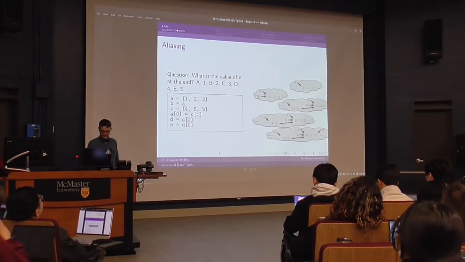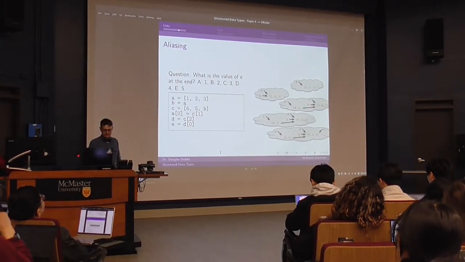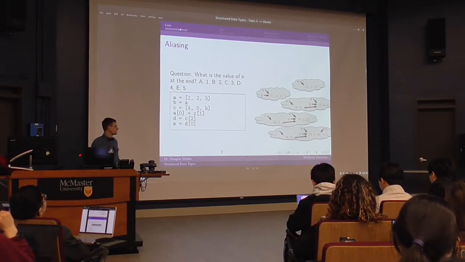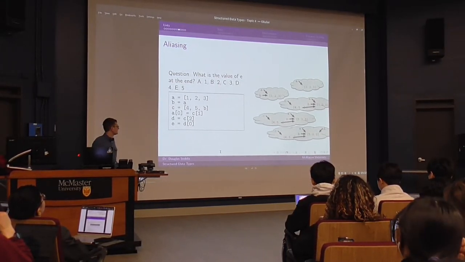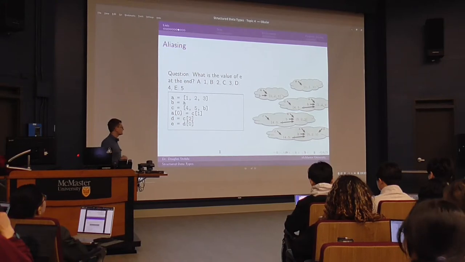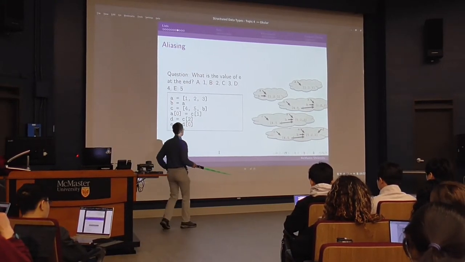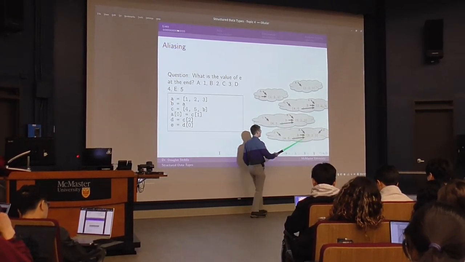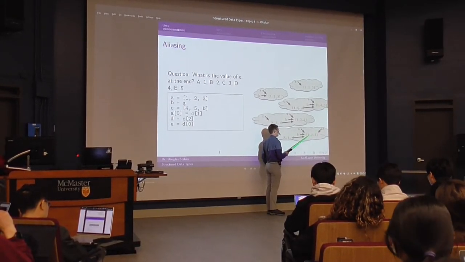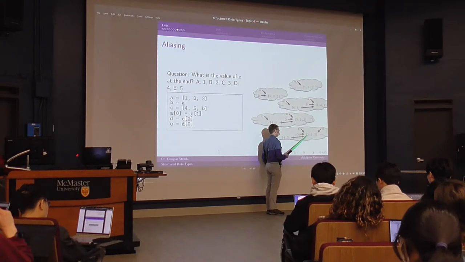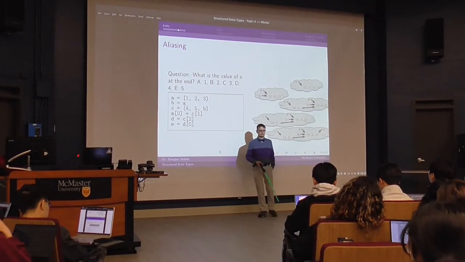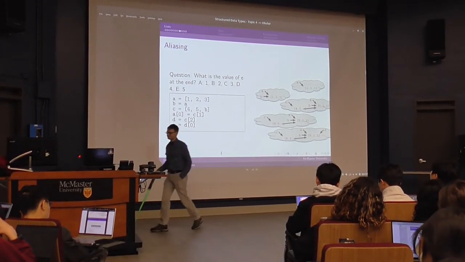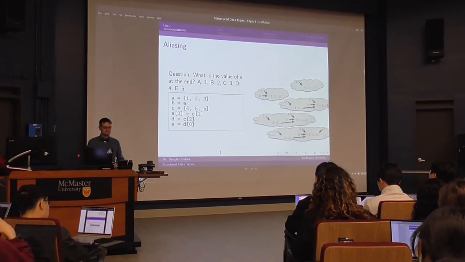I'm going to skip this one because you can see the answer from the cloud diagram. What is the value of E at the end? E is D0. D0 references this data structure. The zeroth element is 5. Boom. All right?